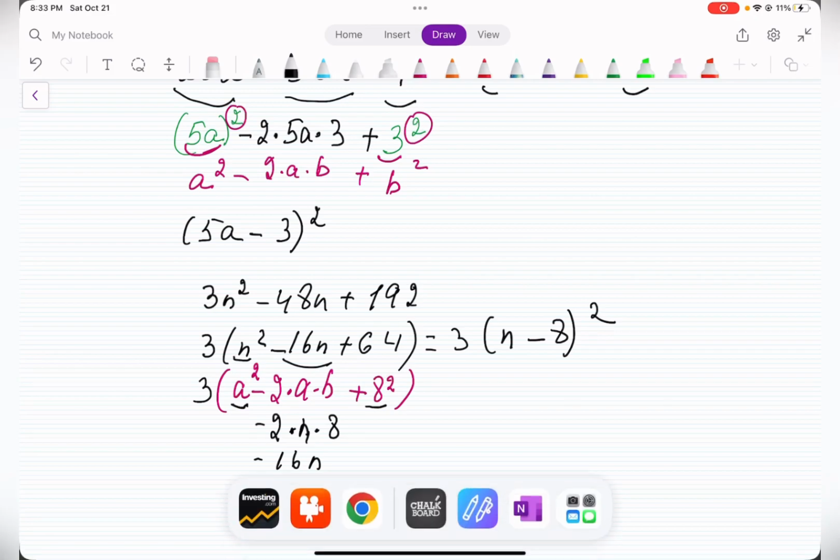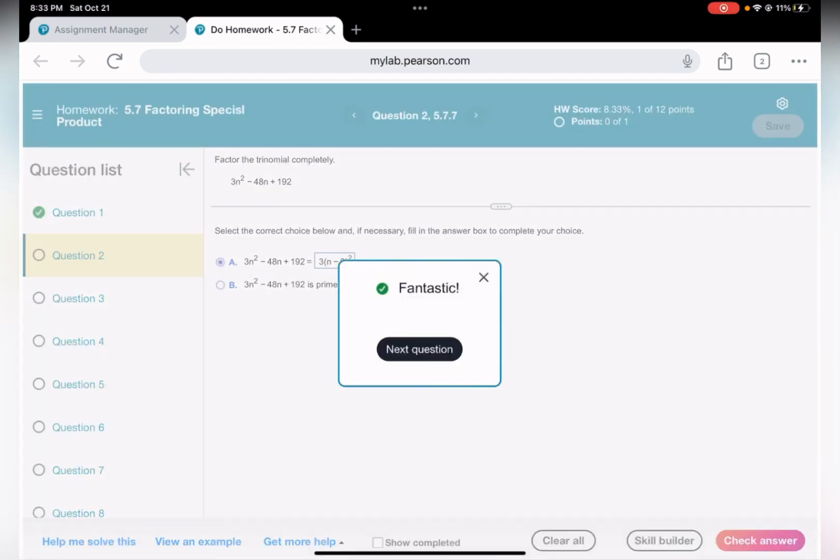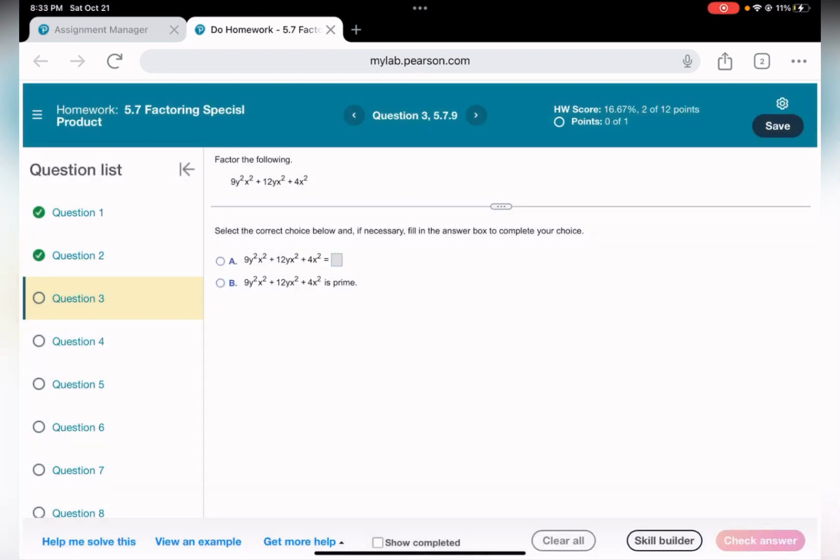Let's move to the answer. 3 times (n minus 8) squared. Okay, moving to next question, number 3.